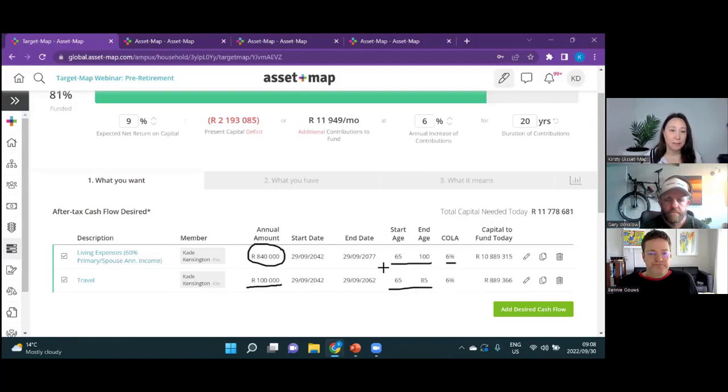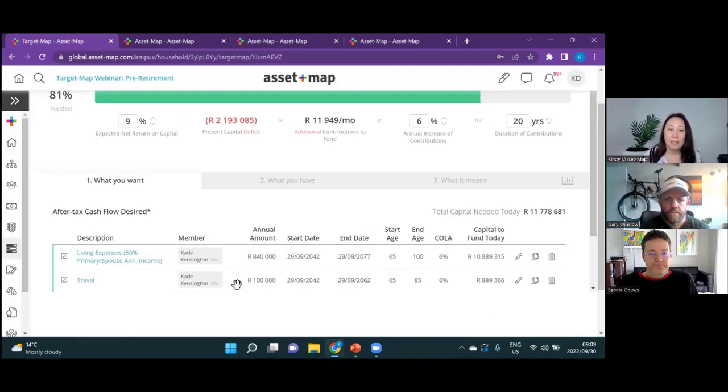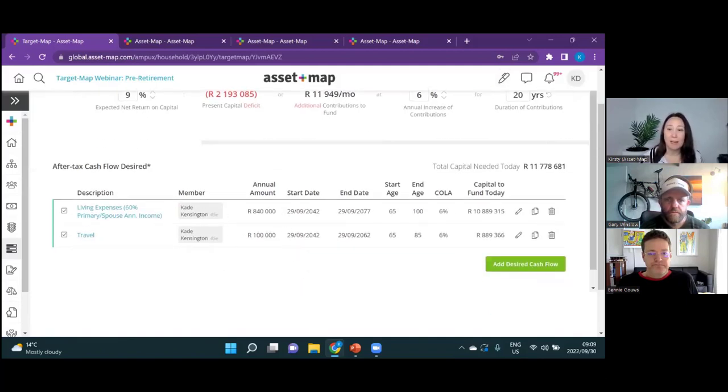Okay, at 6%. But what I want to show you here is that you can add in additional items by clicking on this add desired cash flow. One thing that's coming up quite a bit is where clients need a staggered income. So maybe for this client, let's assume that they need 840,000, but only until age 85. And they believe after that, maybe they need 50,000 Rand a month. So then they'd be able to reduce it in today's terms.